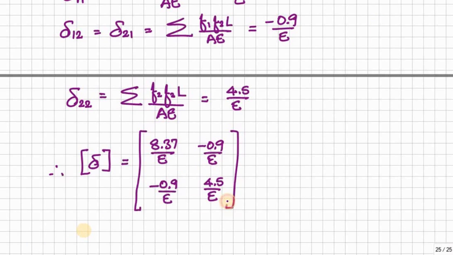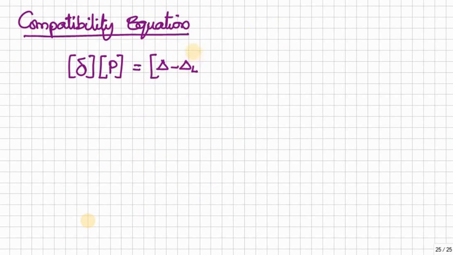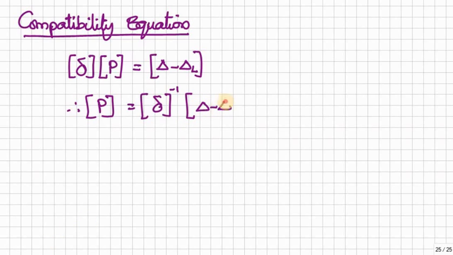Next we have to apply the compatibility equation. Small delta into P is equal to capital delta minus capital delta L. Therefore, P is equal to inverse of small delta into capital delta minus delta L. The redundant forces P are nothing but the member force in CF, that is FCF, and the reaction at support D, the horizontal reaction at support D, that is HD.